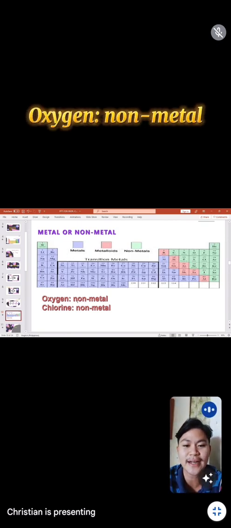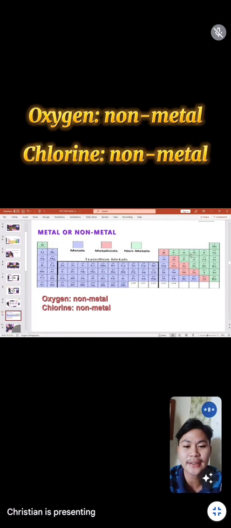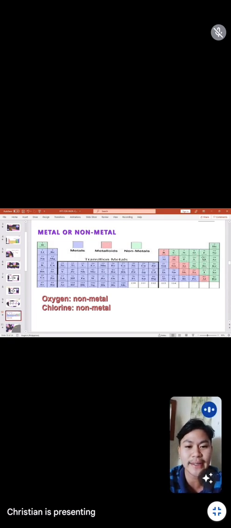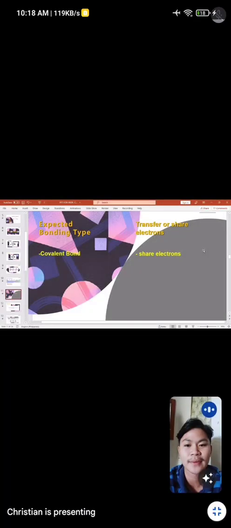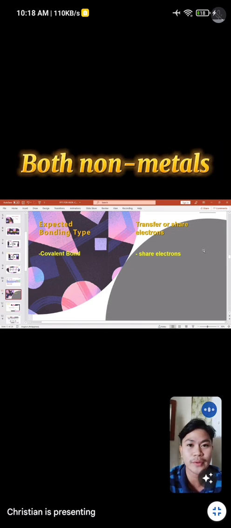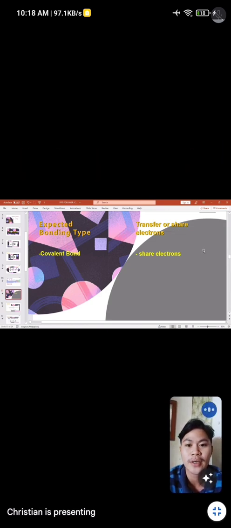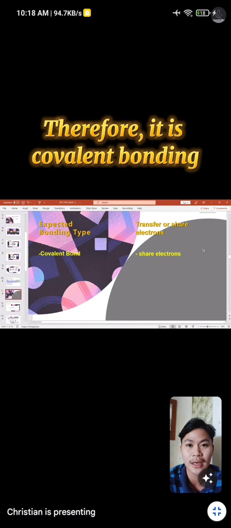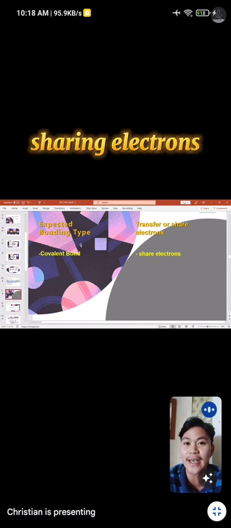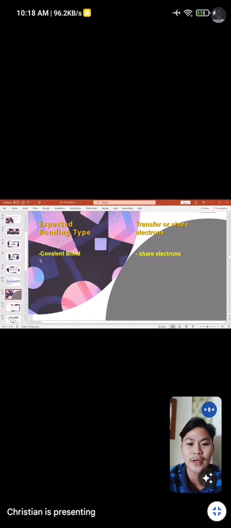Oxygen is a non-metal and chlorine is a non-metal, which are located at the right side of the periodic table. Since our two elements are both non-metals, our expected bonding type is covalent bond. A covalent bond is a process of sharing electrons of both elements. So here, transfer or share electrons. The two elements are sharing electrons together.